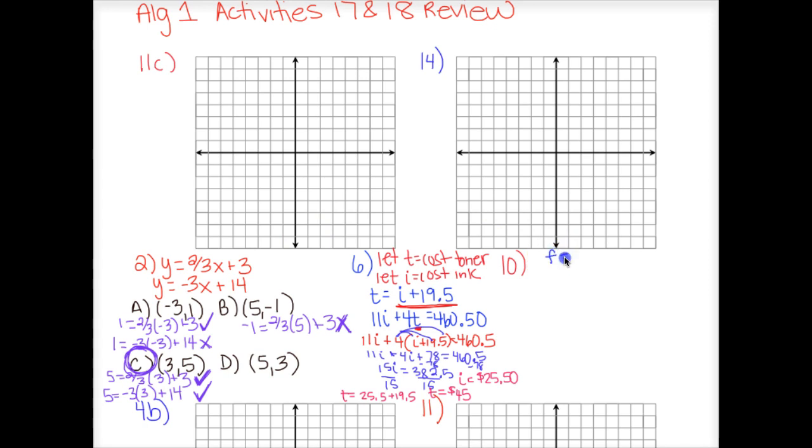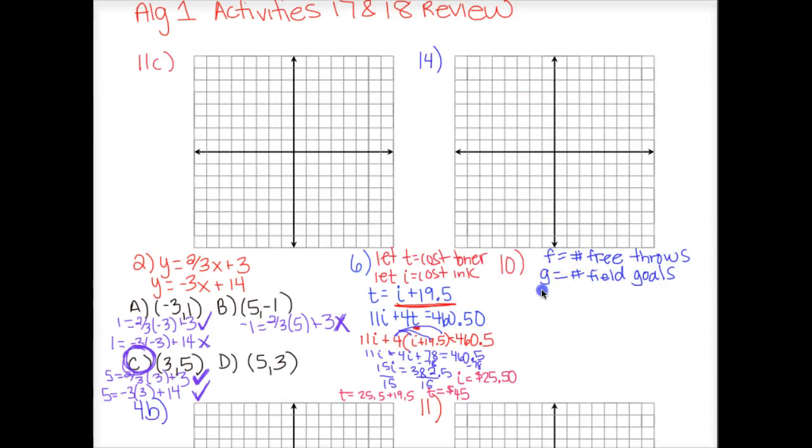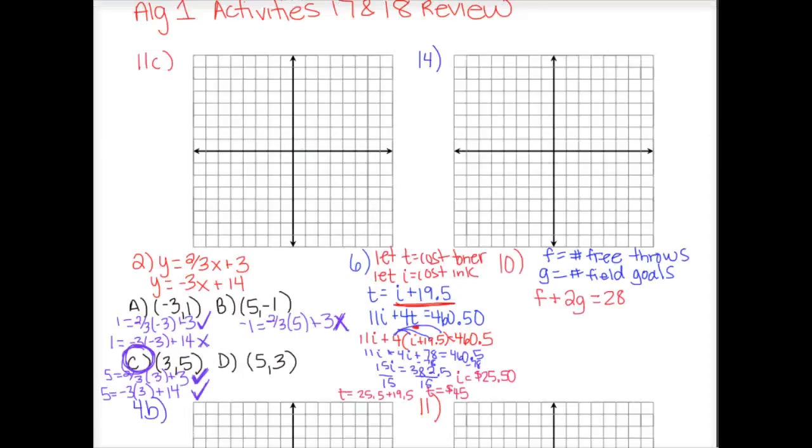I'm going to let F stand for the number of free throws because it asks me to find the number of free throws and field goals. I'm going to let G stand for the number of field goals, or 2-point shots. So then I look back at my problem so that I can write my equations. Jeremiah scored 28 points. Each free throw is worth 1, so every free throw he makes, it's just worth 1. But field goals are worth 2. So I have to take 2 times the number of field goals. And that will equal his number of points, which is 28. Then it says he made a total of 17 baskets. So that means free throws plus field goals equals 17.